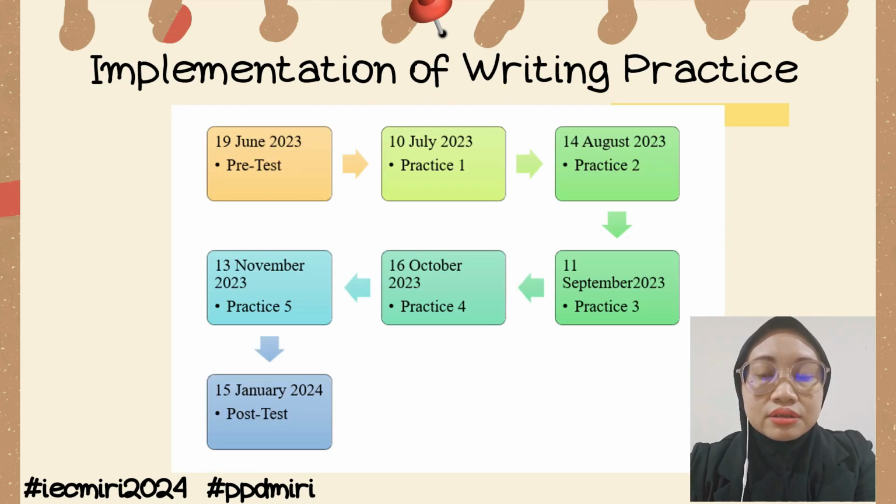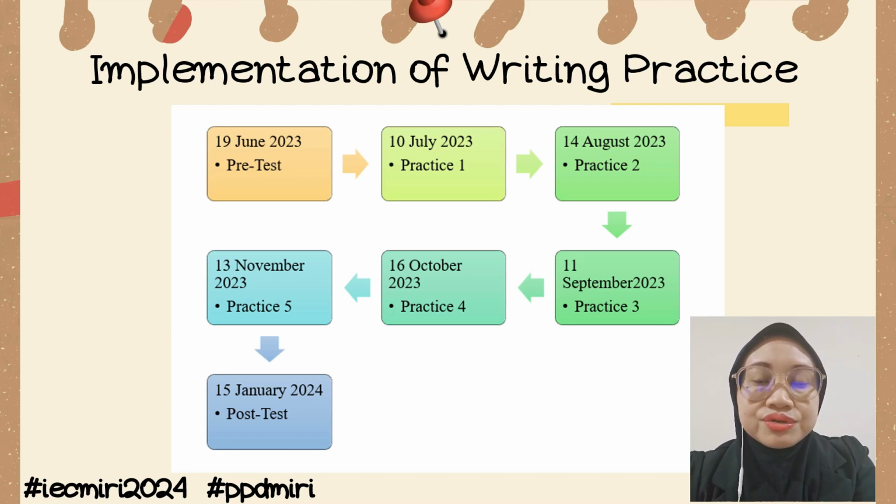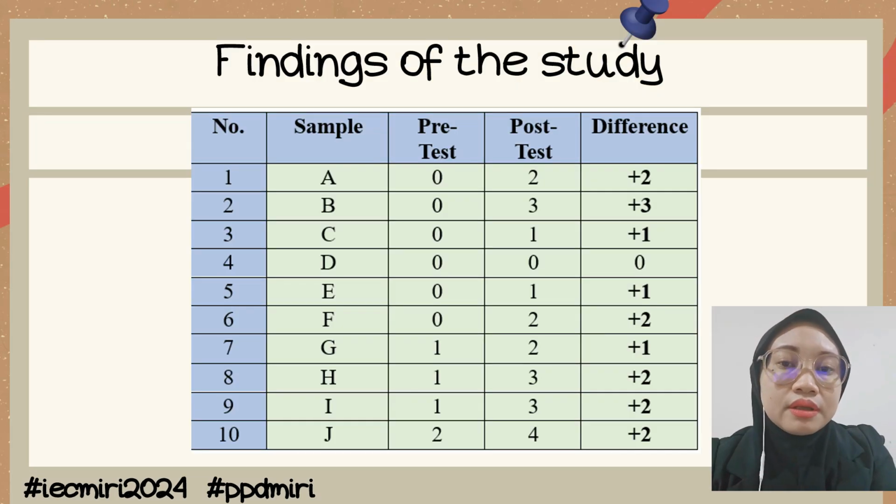As for the implementation of the writing practice, 5 sessions are planned and met, whereby students meet to practice writing using visual prompts prepared by the teacher. These are the dates where the sessions are done, and if you can see, it starts from June until the last one, which is the post-test, which is on 15 January 2024.